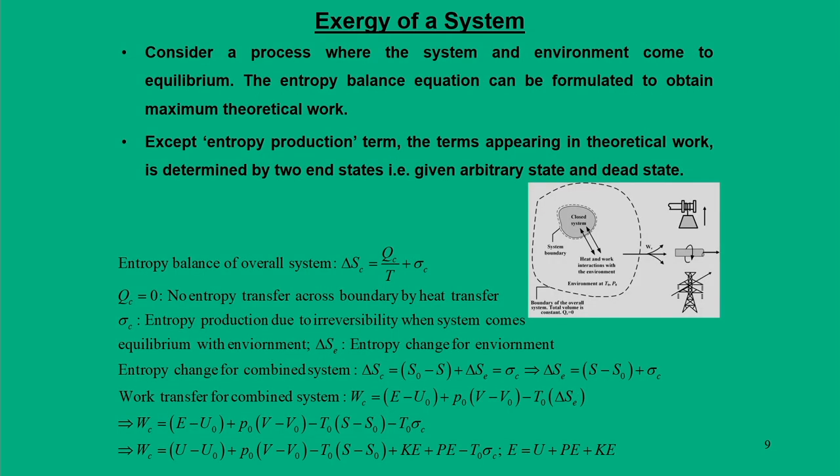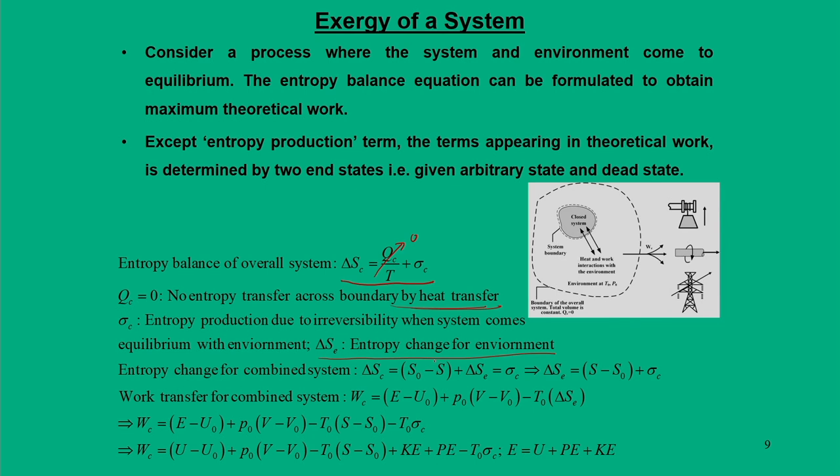Now, for the same situation, in the previous slide it was the energy balance. Now, we will be talking about the entropy balance. So, for the same figure, we can recall the entropy balance of the overall system: delta S_C is equal to Q_C by T plus sigma_C. Now, this Q_C by T is 0, because there is no entropy transfer across the boundary by heat transfer. So, we are left with sigma_C, which is nothing but entropy production due to irreversibility when the system is in equilibrium with the environment, and delta S_E is the entropy change of the environment.